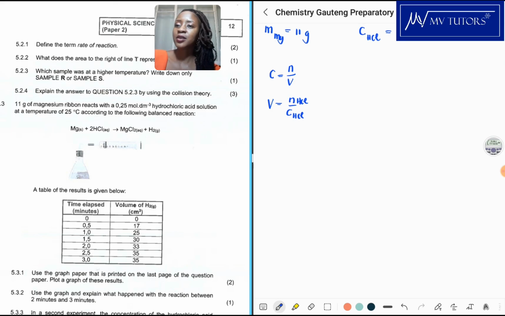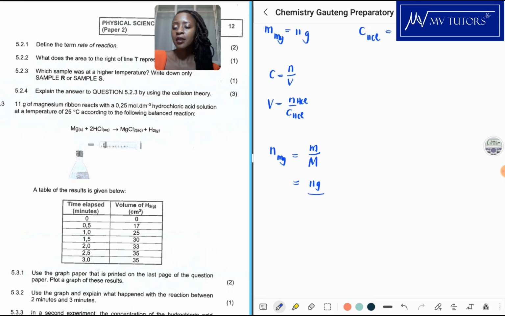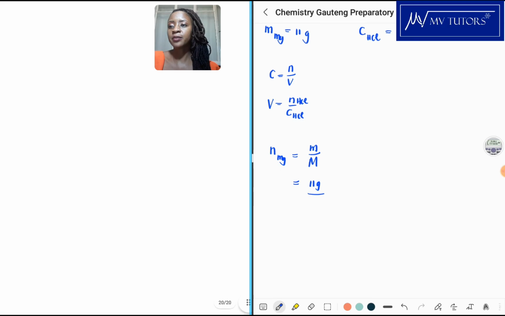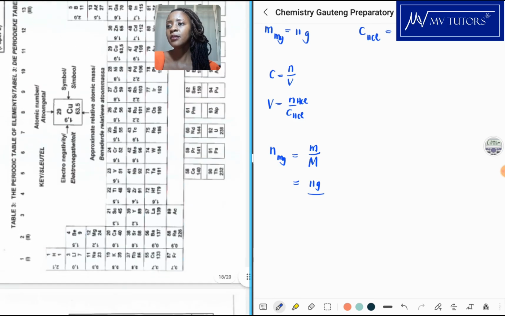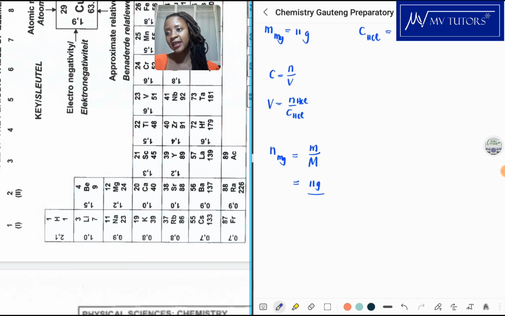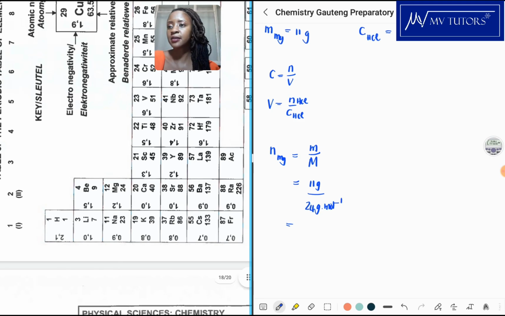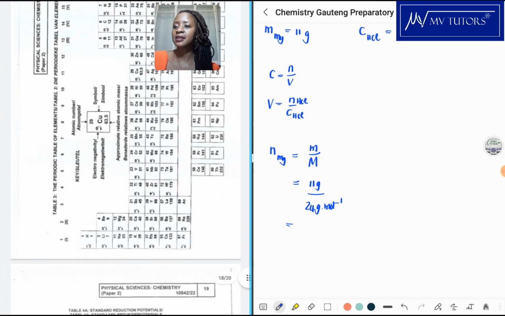So let us calculate the number of mole for magnesium. So it's going to be the mass over the molar mass. And the mass, we said it's 11 gram. The molar mass, we need to check on the periodic table. So magnesium is element number 12, and that is 24 grams per mole. Okay, so if we calculate that, what are we going to get?